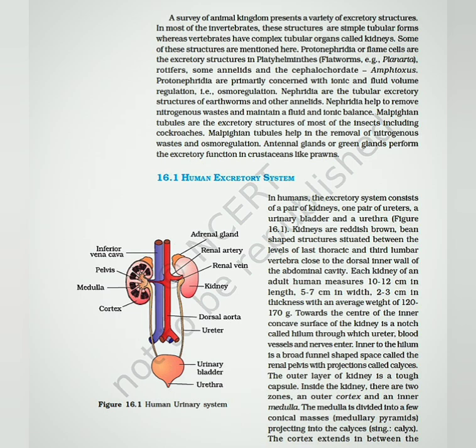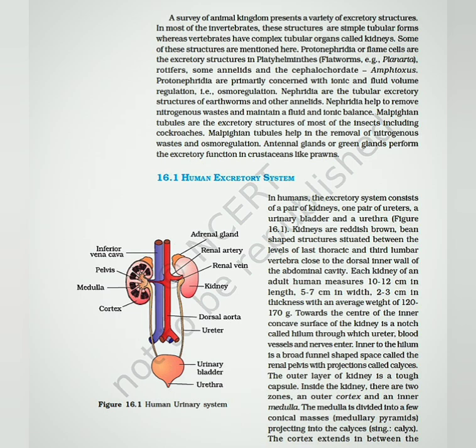Human excretory system. In humans, the excretory system consists of a pair of kidneys, one pair of ureters, a urinary bladder, and a urethra. Kidneys are reddish brown, bean-shaped structures situated between the level of the last thoracic and third lumbar vertebrae, close to the dorsal inner wall of the abdominal cavity. Each kidney of an adult human measures 10 to 12 centimeters in length, 5 to 7 centimeters in width, 2 to 3 centimeters in thickness, with an average weight of 120 to 170 grams.